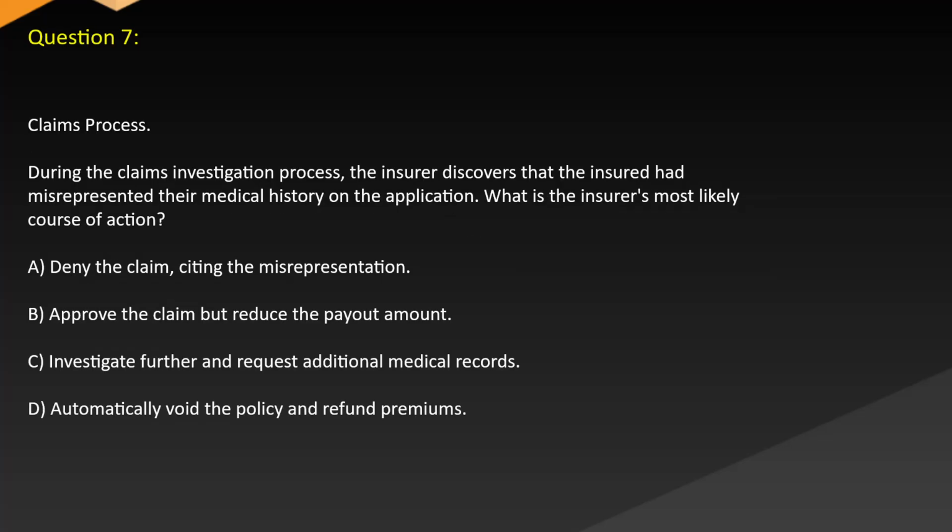Question 7. Claims process. During the claims investigation process, the insurer discovers that the insured had misrepresented their medical history on the application. What is the insurer's most likely course of action? A. Deny the claim, citing the misrepresentation. B. Approve the claim but reduce the payout amount. C. Investigate further and request additional medical records. D. Automatically void the policy and refund premiums.